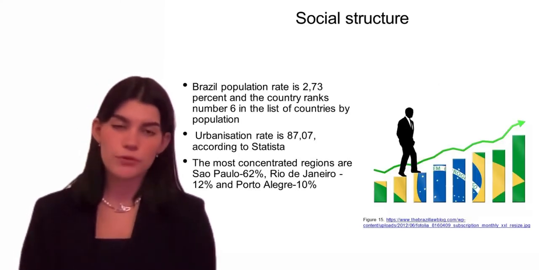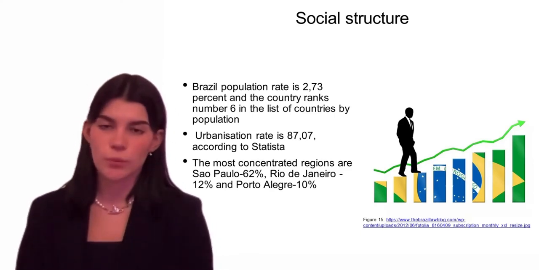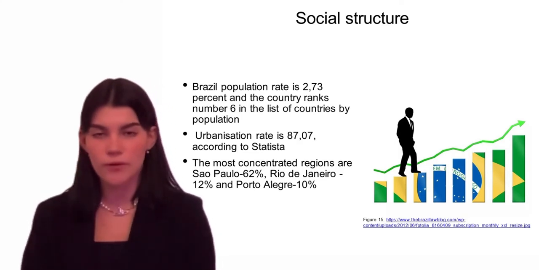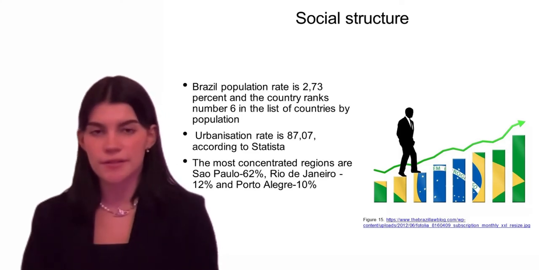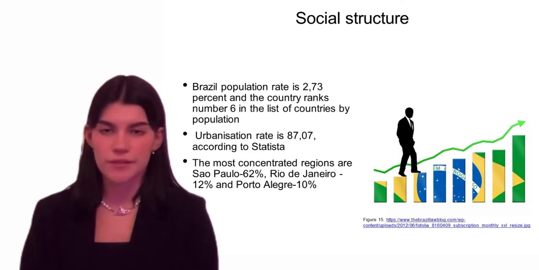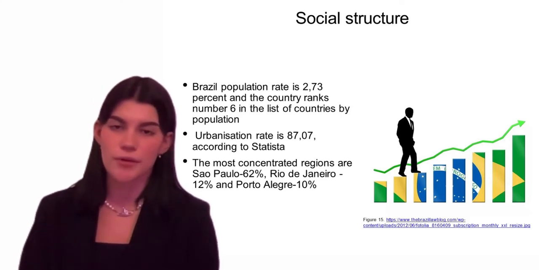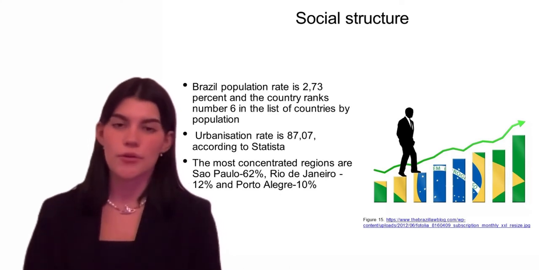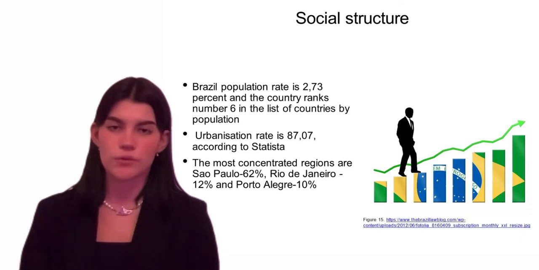And finally, we move to the topic of social structure. Brazil population rate is 2.73% and the country ranks number 6 in the list of countries by population. Yearly population growth rate is 0.72%, birth rate is 30.703 and death rate is 6.531. Mortality rate is 13.1. Urbanization rate is 87.7 according to Statista.